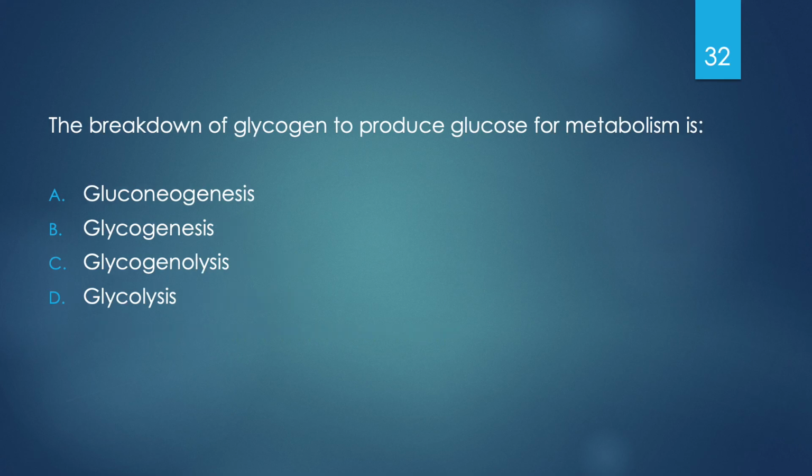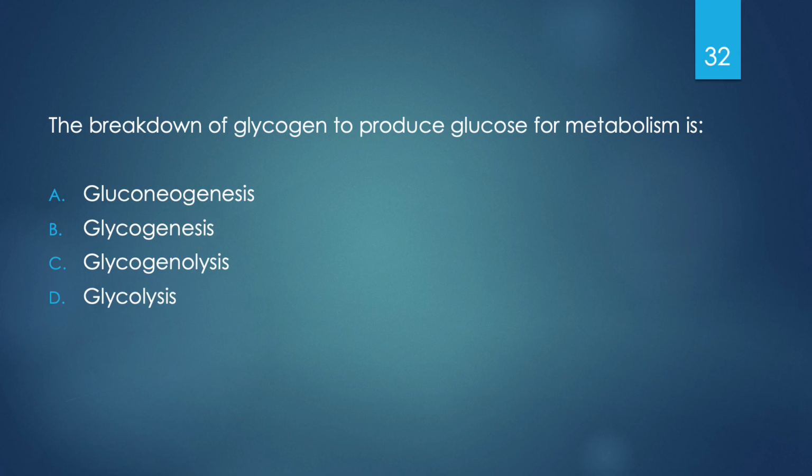The breakdown of glycogen to produce glucose for metabolism is A, gluconeogenesis, B, glycogenesis, C, glycogenolysis, or D, glycolysis. Now, you don't even need to understand these processes in full to answer this question correctly, because what you really want to do here is break down the constituent word parts so that you can rule out some options. We know that genesis is the generation or creation of something. So we can rule out right away option A and option B because both of those are genesis, or building up, reactions rather than breakdown reactions. That leaves us with options C and D, which both end with lysis, which means loosening or breakdown. So we're on the right track.